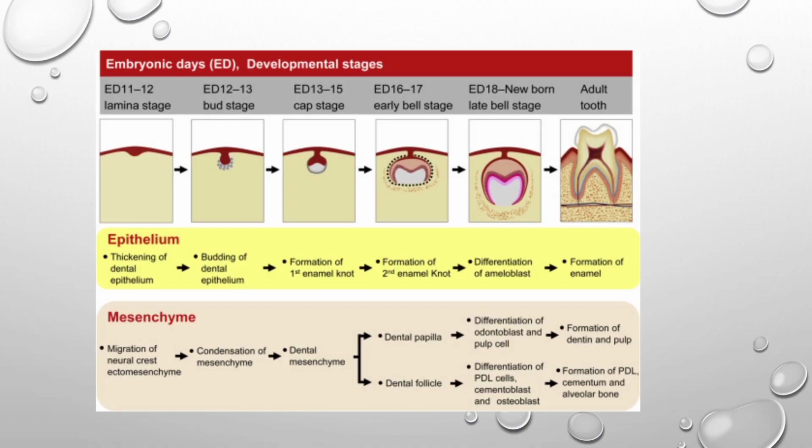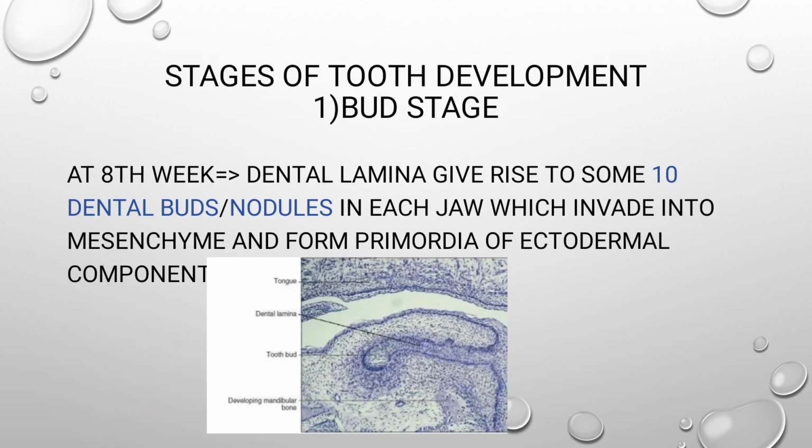These are the stages: lamina stage, bud stage, cap stage, early bell stage, late bell stage, adult tooth. Stages of tooth development. At the 8th week, dental lamina gives rise to some 10 dental buds or nodules in each jaw, which invade into the mesenchyme and form primordia of ectodermal components. So you can see this is the dental bud which is invading into the mesenchyme.